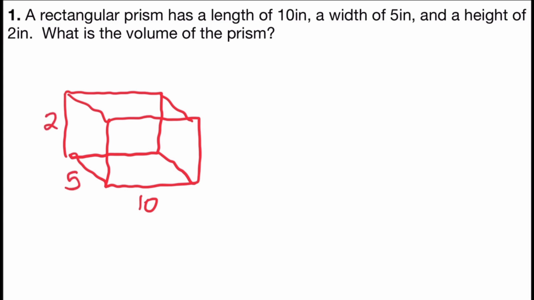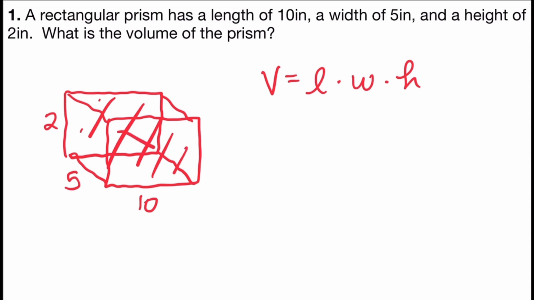2. The formula to find the volume of the rectangular prism is volume is equal to the length multiplied by the width multiplied by the height, since we want to find all of the space inside the rectangular prism.